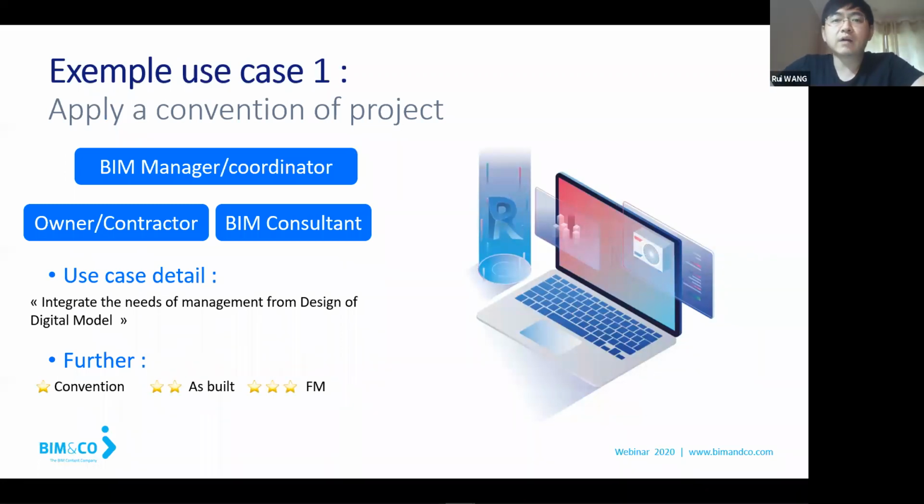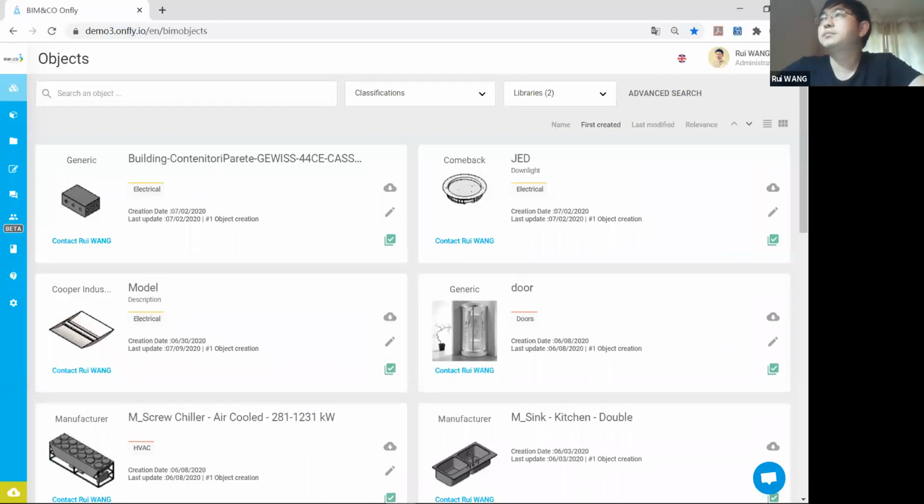So now I will show an example. The first use case to explain how to apply the BIM convention of a project. This means a lot for project owners or BIM project contractors, even for BIM consultants. So it also means a lot for BIM managers or BIM coordinators. Okay. Now I will turn to the application Onfly. Now you can see my screen.